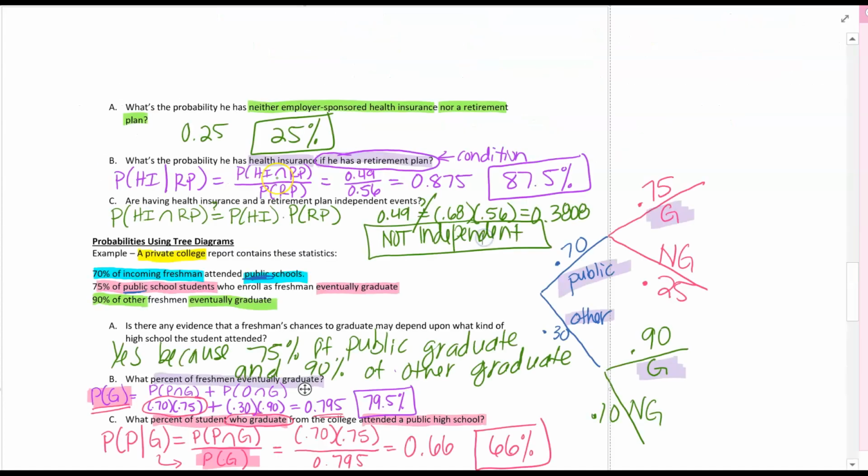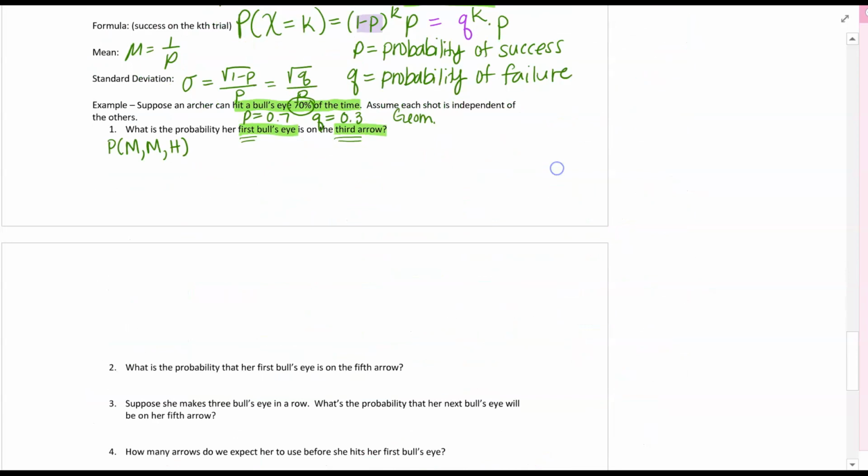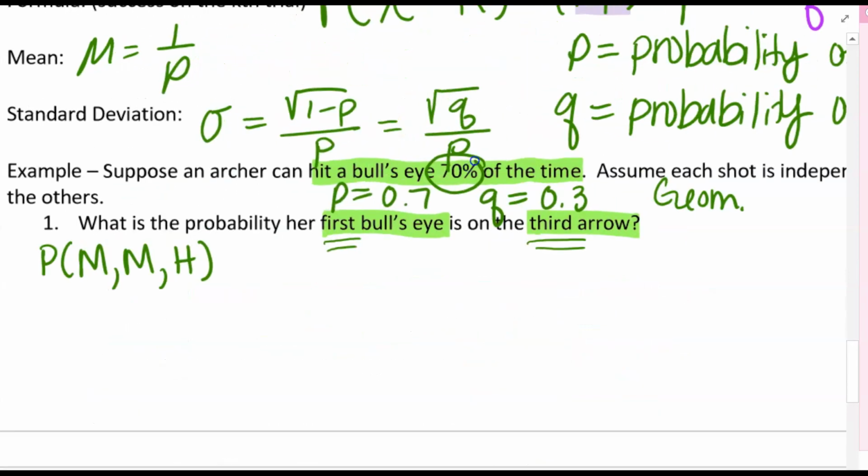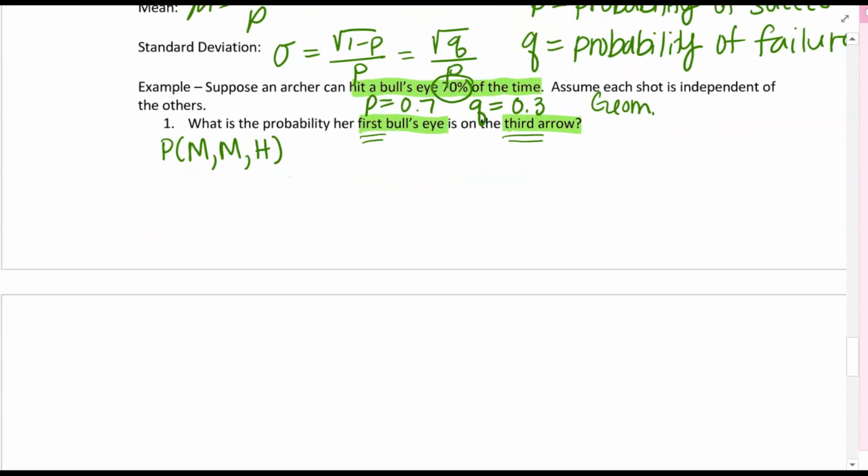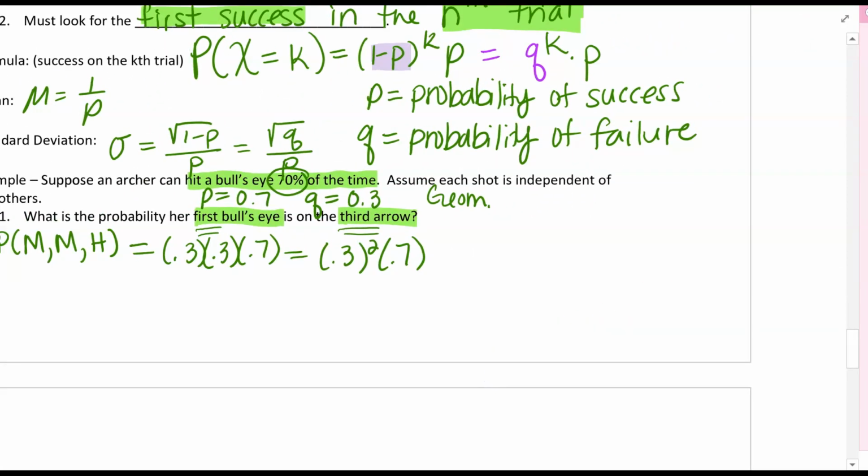What's the probability that she's going to miss? 0.3. And she's going to miss the second one, and that means multiply. And then she's going to make the third one, so that's 0.7. Which I can rewrite as 0.3 to the second power times 0.7. That is how the formula works over here.